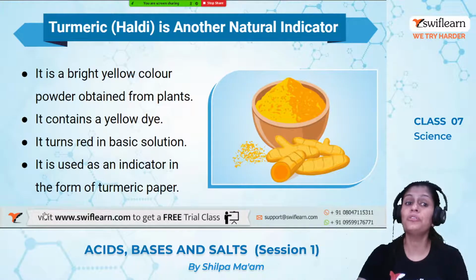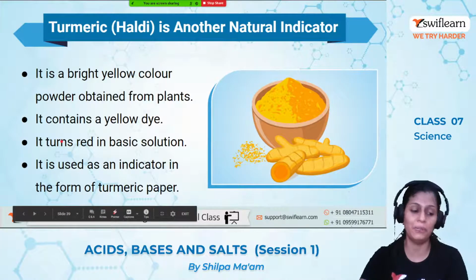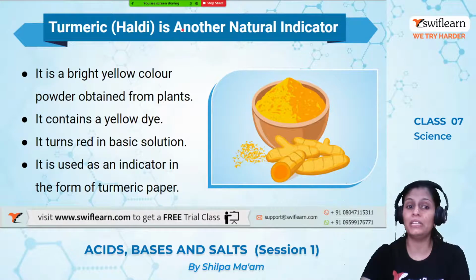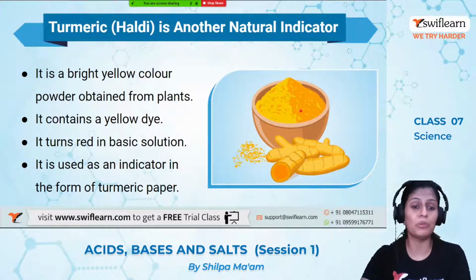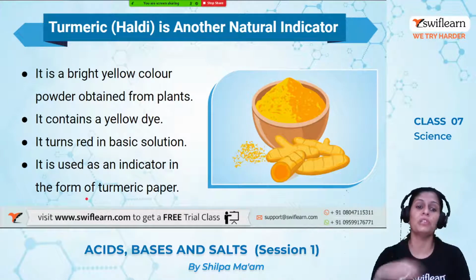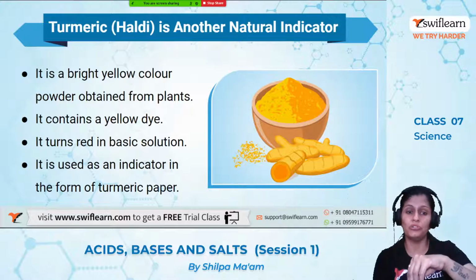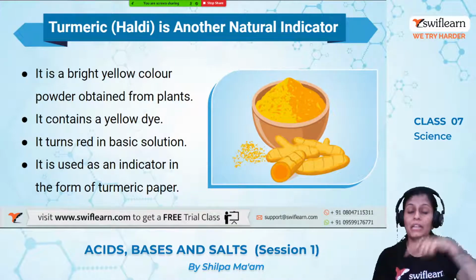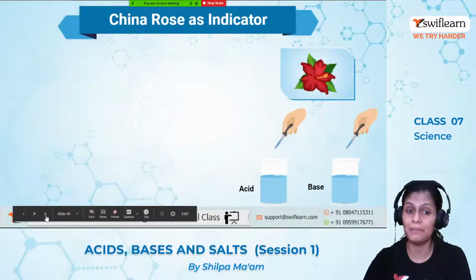We have done the first indicator, that is litmus paper. Now the second indicator is haldi, which is readily available in your kitchens. Haldi is another natural indicator. It is a bright yellow colored powder that is obtained from plants. It is obtained like this, a solid piece, and when you crush it you get this powder. It turns red in basic solution. It is used as an indicator in the form of turmeric paper. Now you can use a solution also, turmeric and water. You can use that solution to check whether a solution is basic: you put it into the turmeric solution, then the color is going to change into red. But if you put in acidic, there is no change in color. It will only change its color once it is in basic solution.